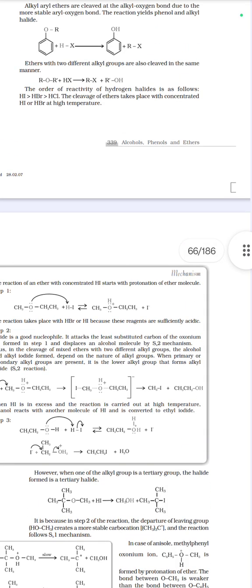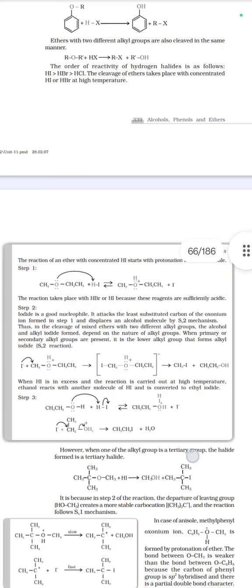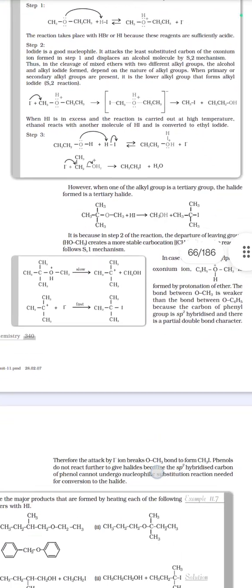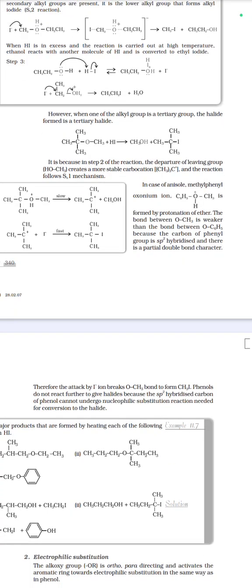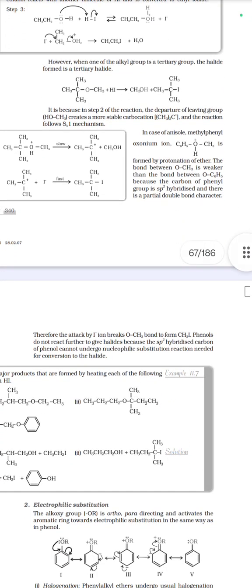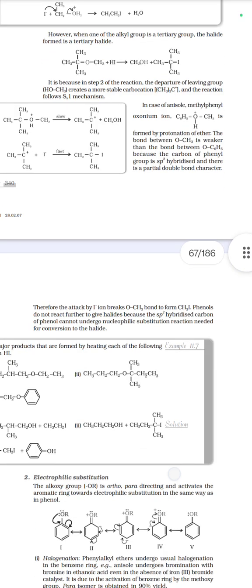The order of reactivity of hydrogen halide is as follows: HI, HBr, HCl. The cleavage of ether takes place with concentrated HI or HBr at a high temperature. However, when one of the alkyl groups is a tertiary group, the halide formed is a tertiary halide. It is because in step 2 of the reaction, the departure of a leaving group creates a more stable carbocation and the reaction follows SN1 mechanism.